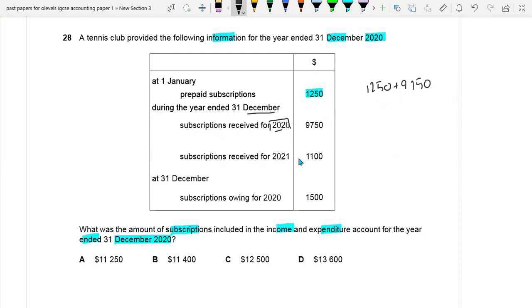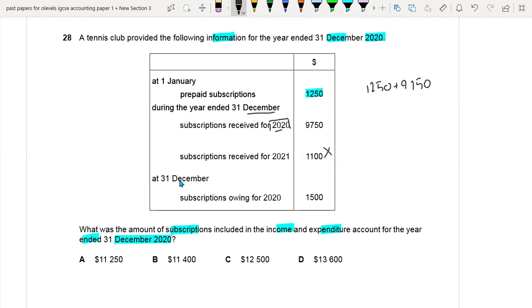Subscription received for 2021. Because we received this subscription for 2021, but we are going to find out the amount which we should write in the income statement for 31st December 2020, this is not relevant to this year. That is why we will not add it.